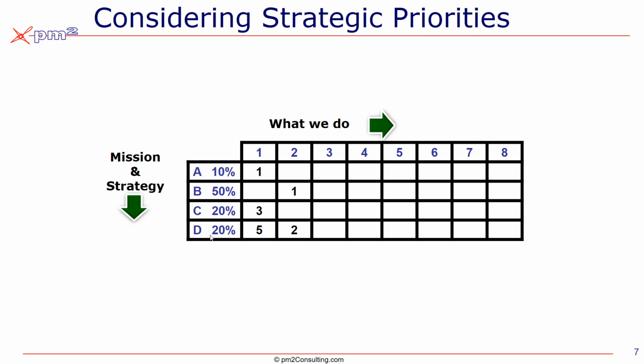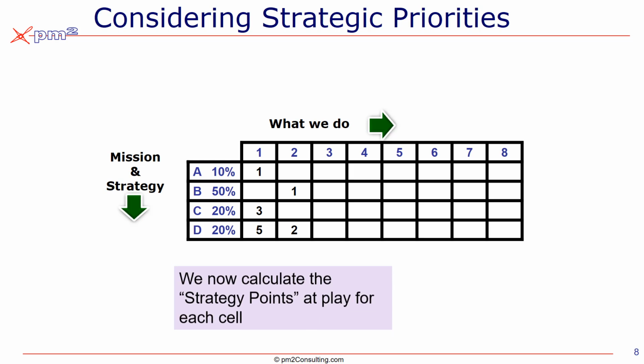In fact, now that we've scored its impact, we can take it even another step and calculate how many strategy points are available. So the strategy points here would be 1 times 10, or 10. Strategy points here would be 3 times 20, or 60. This would be 100, 50, and 40. So now we're taking a look at two important things: its level of impact and strategic importance.